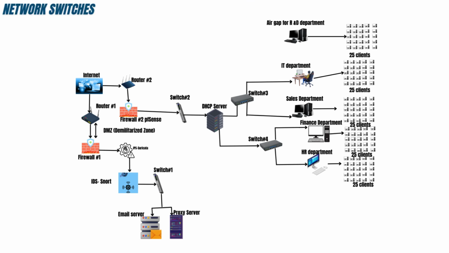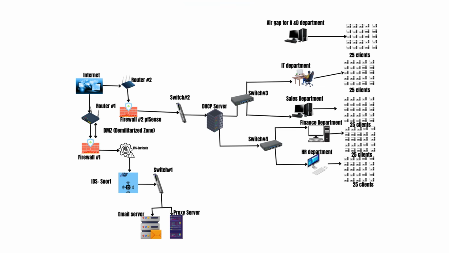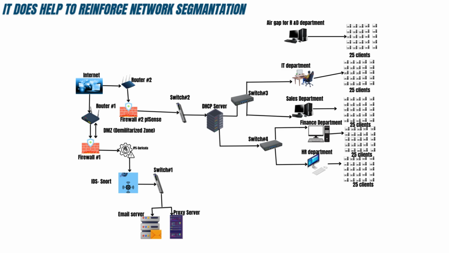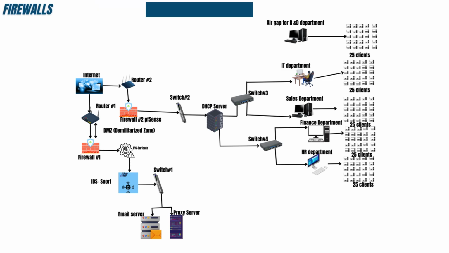Switches. Each department within the company is equipped with its own dedicated network switch. These switches manage local communication within each department, isolating traffic to prevent congestion and helping to enforce network segmentation. For example, traffic between the finance and HR departments is segmented, limiting exposure and reducing the risk of unauthorized access to sensitive information.